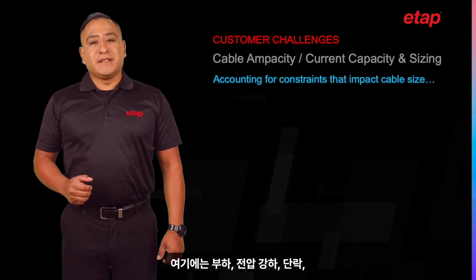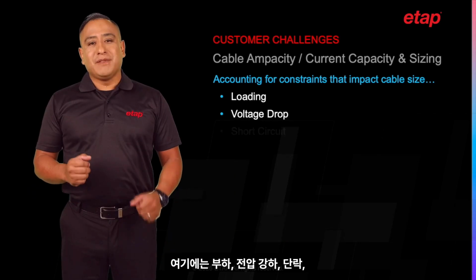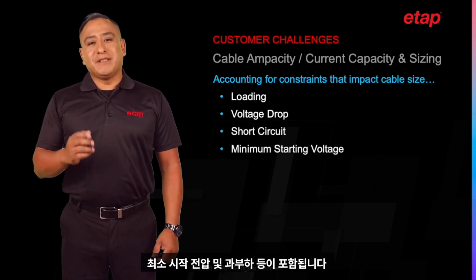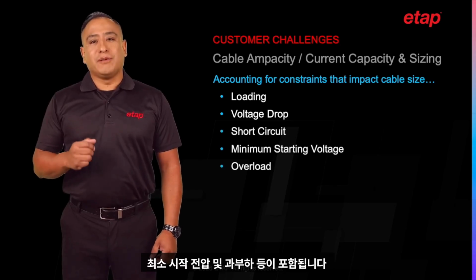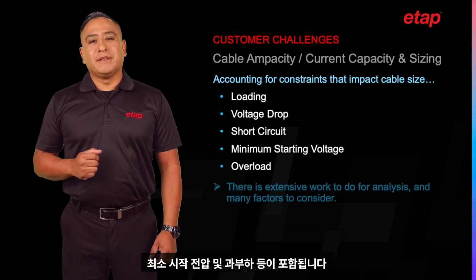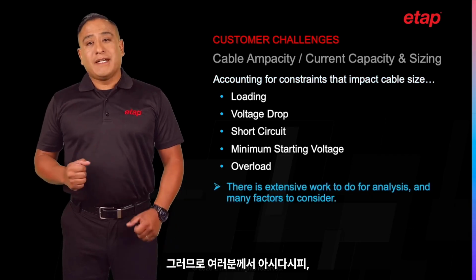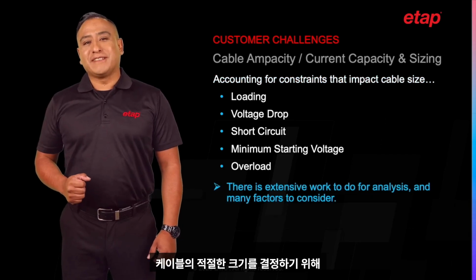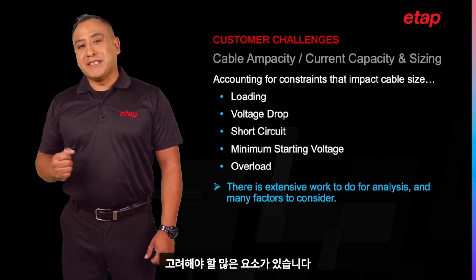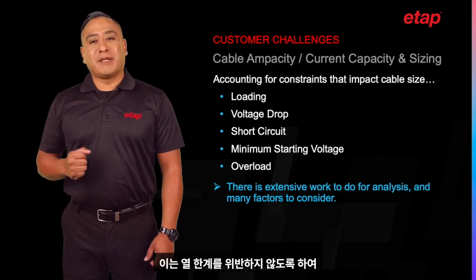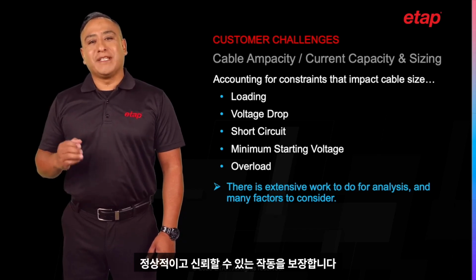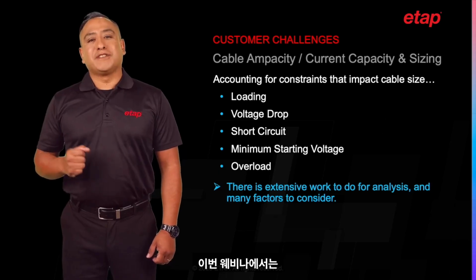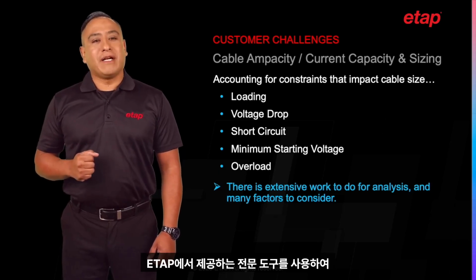On the cable sizing side, there are also many constraints to consider which impact the size of the cable. These include loading, voltage drop, short circuit, minimum starting voltage, and overload, to name just a few. So, as you may have realized, there is an extensive amount of work to be done for this analysis, as many factors need to be considered to determine the cable's proper size so that its thermal limits are not violated, which in turn ensures normal and reliable operation.